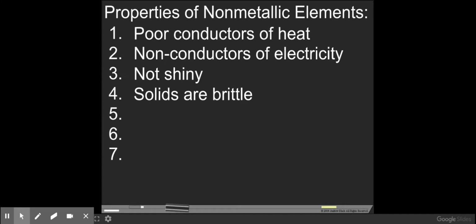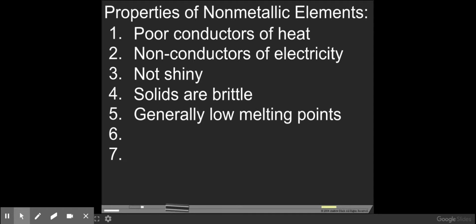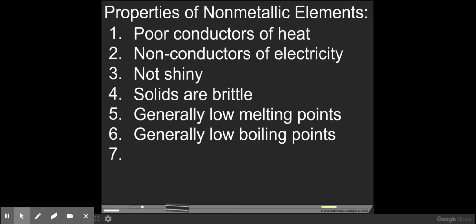Their solids are brittle, meaning they can break easily. They generally have low melting points. You can melt them pretty easily. It's easier to melt plastic than it is to melt a cast iron pan. They generally have low boiling points, so it's also easier to boil plastic than it is to boil your cast iron pan. Can you imagine boiling your cast iron pan? That would be crazy.